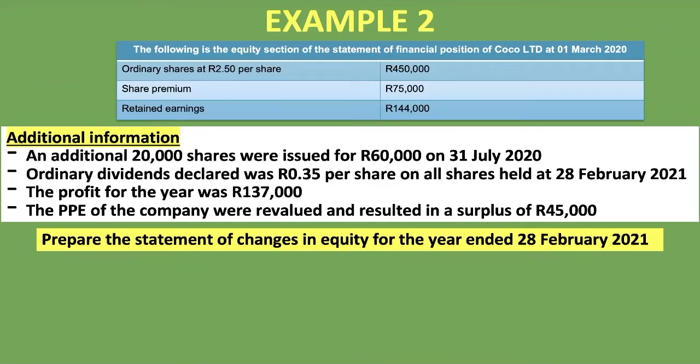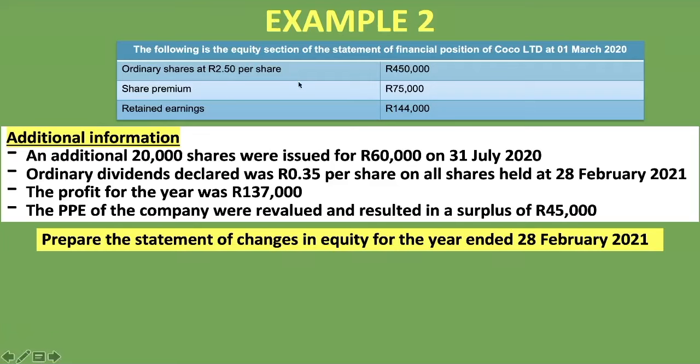It's very important that we pay attention to the dates, as I mentioned also earlier. And we are given additional information here. But let's go to the required so that we can work through the information as we complete the question. We are told that we need to prepare the statement of changes in equity for the year ended 28 February 2021. Very important to pay attention to the dates.